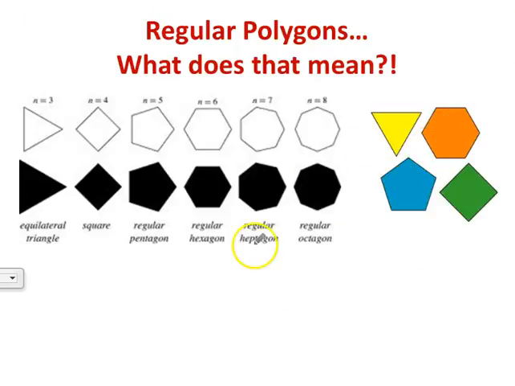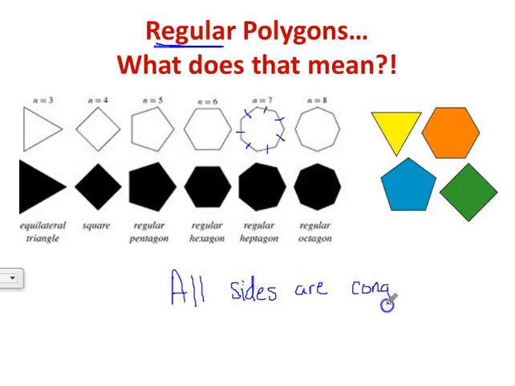So a regular polygon, we can have any number of sides, 3, 4, 5, 6. It's got to be 3 sides or greater. But what's important for it to be regular is that all the sides must be congruent. So in a regular polygon, all sides are congruent. That's what makes it a regular polygon, is that all sides have to be congruent. We can have any number of sides as long as it's 3 or greater.